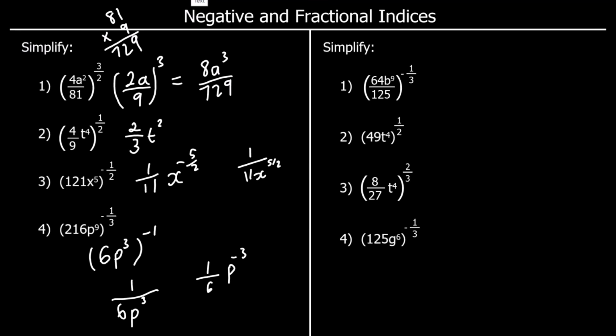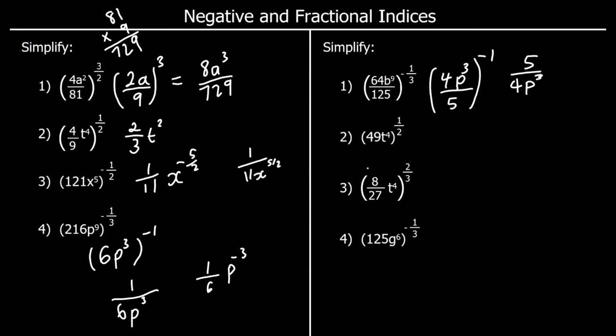Okay, 4 for you to try, so give them a go. The first one is a cube root and a flip. So I'm going to cube root everything first, so that's the power of a third. Cube root 64 is 4. b to the power of 9 cube rooted, a third of 9 is 3. And cube root 125 is 5. Then we can flip it, 5 over 4 p cubed. You can also have 5 over 4 p to the power of negative 3.